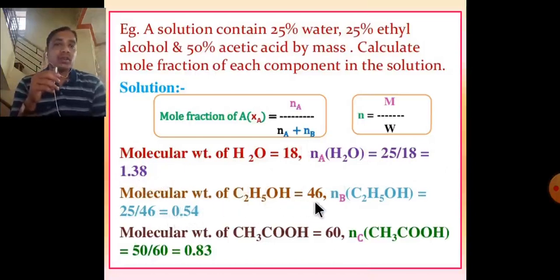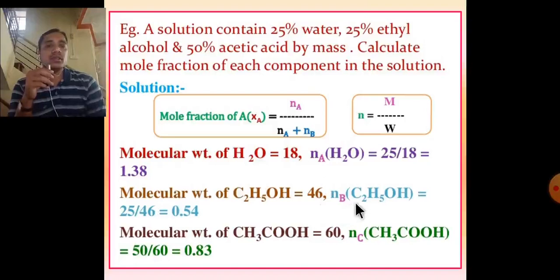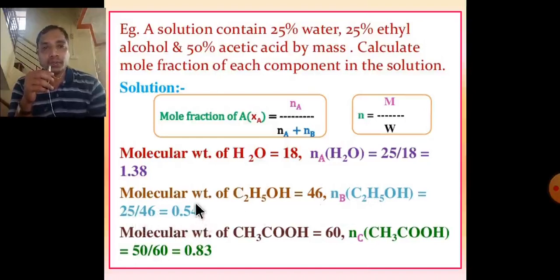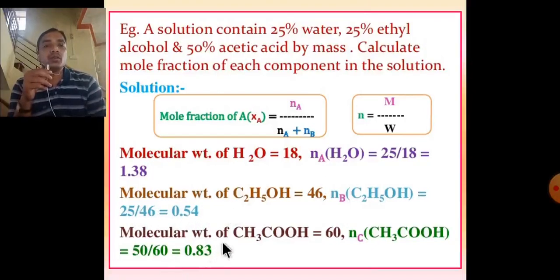The molecular weight of ethyl alcohol is 46, so Nb is 25 divided by 46, that is 0.54 moles of ethyl alcohol. The molecular weight of acetic acid is 60, so 50 divided by 60 gives 0.83 moles of acetic acid.